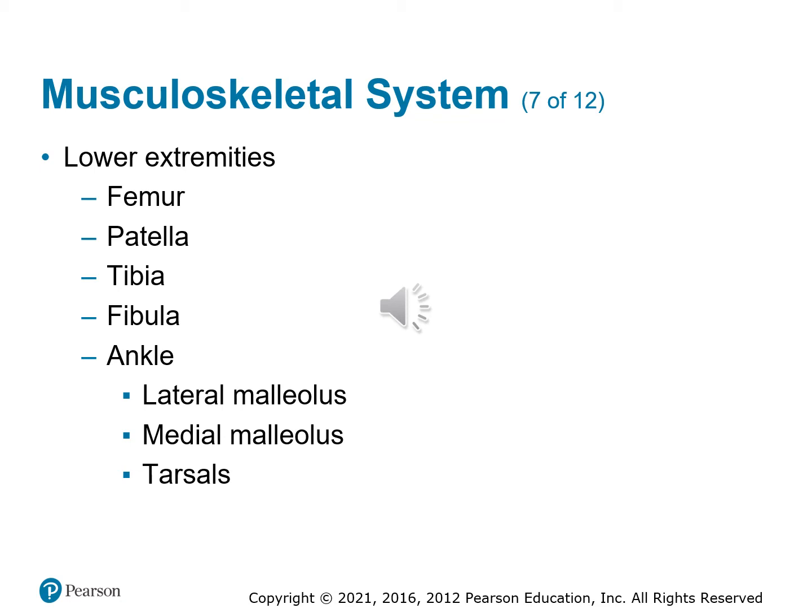The lateral malleolus is lateral on the ankle. That's going to be towards the outside. The medial malleolus is on the inside, or medially by midline. And then the tarsals are the actual foot bones themselves. So again, there are many bones in your feet to give us the flexibility and allow us to support our bodies in an upright position that give us the ability to walk.